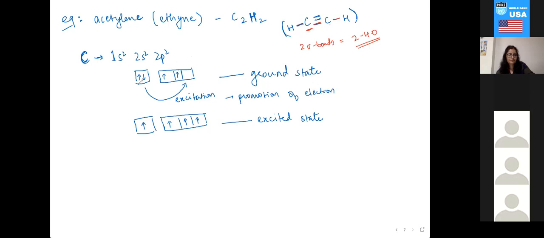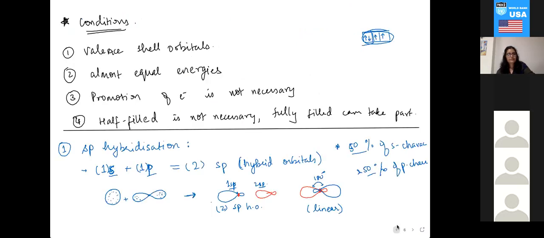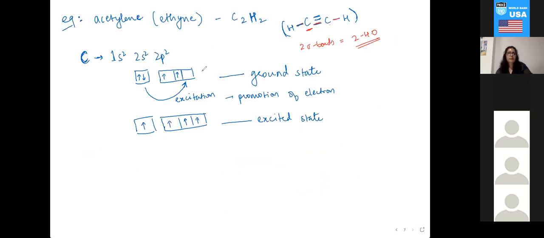Does promotion of electron happen in all bonds where we need to show hybridization, or is it just some? That's what the third point says. So promotion is not necessary for hybridization. Wherever it is required, it will happen. But if this particular orbital is not required, it's just going to be empty, then promotion will not take place. So it's all need based, depending on the context. If promotion is needed, then excitation, that promotion, will happen. Otherwise, when it is not necessary, it will not take place. So it is not compulsory for hybridization.